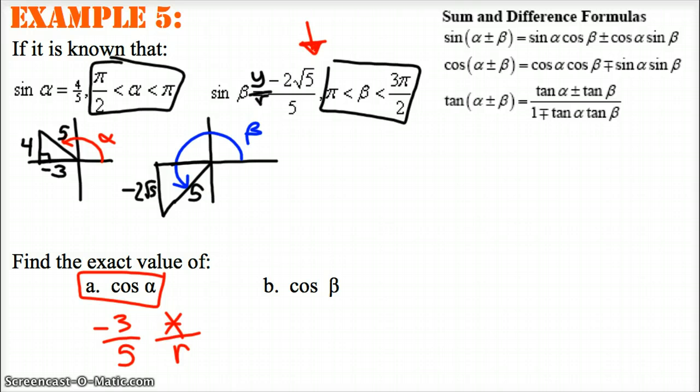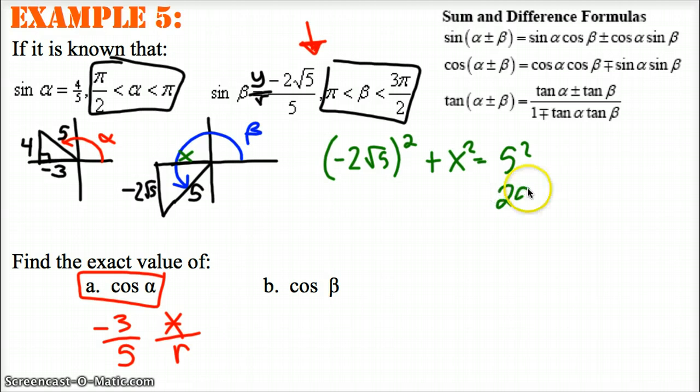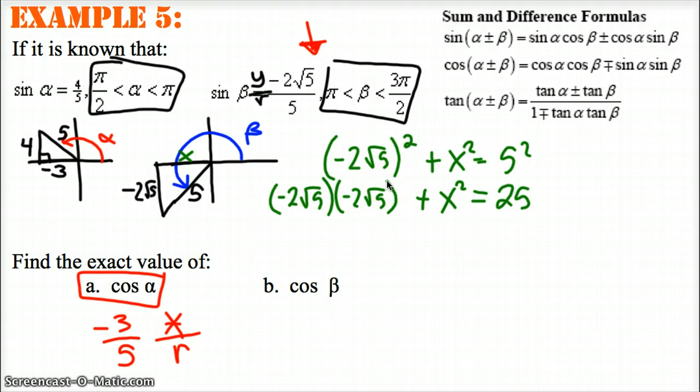Now taking a look using Pythagorean theorem, it will be important to get this x value. So I'm going to find the x value by using Pythagorean theorem and doing (-2 square root of 5) squared plus x squared equals 5 squared. This side will be easy. It'll be 25 equals x squared. It's really important to carefully multiply out 2 square root of 5 times -2 square root of 5, or carefully use your calculator. But notice it's a negative times a negative, so it'll be positive.